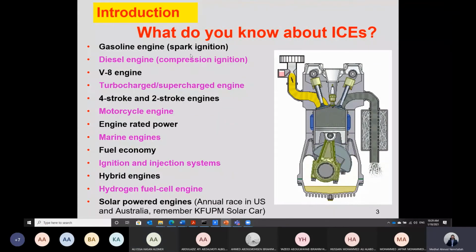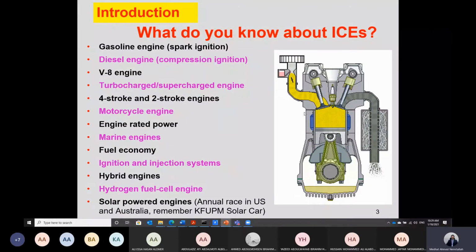We call it a gasoline engine, or spark ignition, because we have a spark plug here in the cylinder that creates a spark to start the combustion process. As you see here, when the spark starts, the combustion process is initiated, then high heat release is created due to burning the fuel, and it will push the piston down in the cylinder. This is what we call a spark ignition engine or gasoline engine.